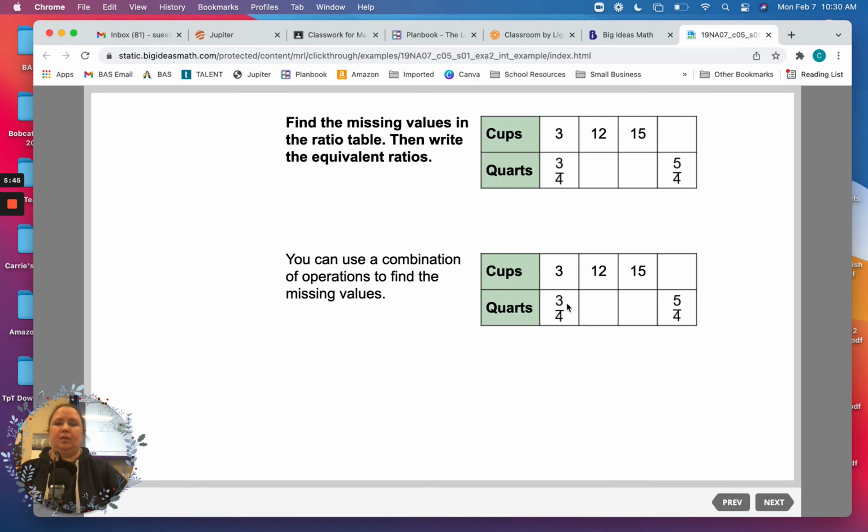Okay, so we're going to use a combination of operations to find the missing values here. So, what happens between 3 and 12? Multiply by 4. Multiplied times 4, right? So, if I do 3/4 times 4, will I have my answer here? Yes. What's 3/4 times 4? Yes, you've done this before.